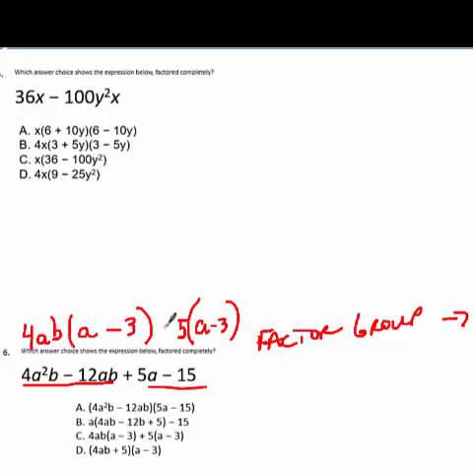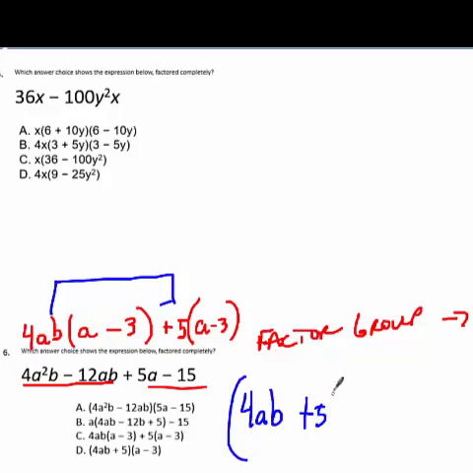And then you just put your groups together. I can put the 2 things that are just on the outside together. So I've got 4AB plus 5. That's one thing. And then the other we put together is just the A minus 3. So I've got 4AB plus 5 and A minus 3. There is my answer choice, D.